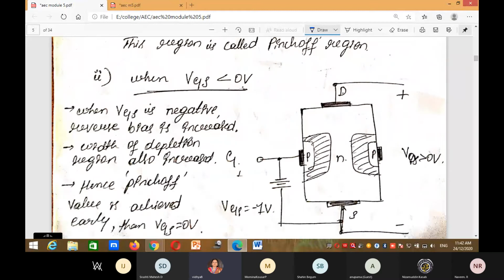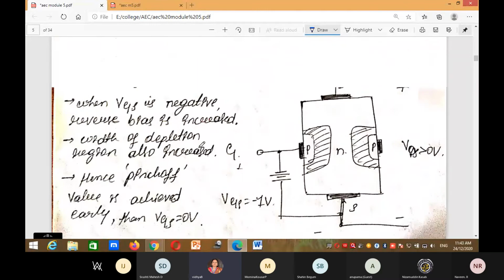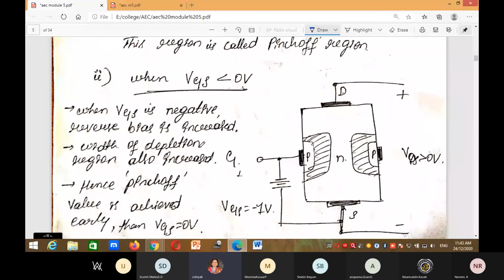Until now we have discussed the first case, that is VGS is equal to 0 and VDS is greater than 0. Now we shall discuss VGS less than 0, that means negative. When VGS is negative, reverse bias is increased, and the width of the depletion region also increases. Hence, the pinch-off value is achieved earlier than when VGS is equal to 0. Here we should increase the VDS value, then after some time the depletion regions meet and we get the pinch-off voltage.